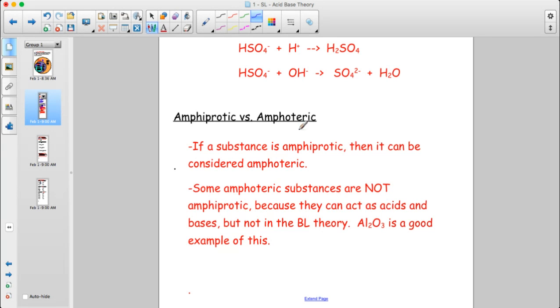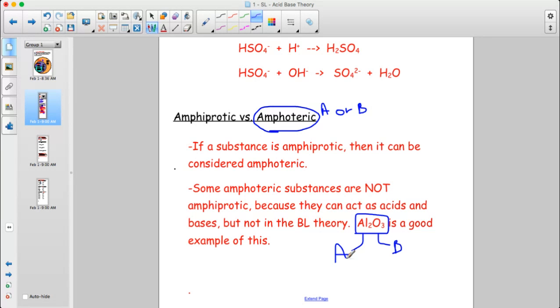It has to do basically the same thing, but a substance that is amphoteric can act as both an acid and a base. However, amphoteric is a little bit of a broader term. If a substance is amphiprotic, like water is, then it is considered amphoteric. It can act as an acid or a base. But some substances are amphoteric without being amphiprotic. An example would be aluminum oxide. Aluminum oxide actually can act as both acid and base, and yet it has no protons on it.